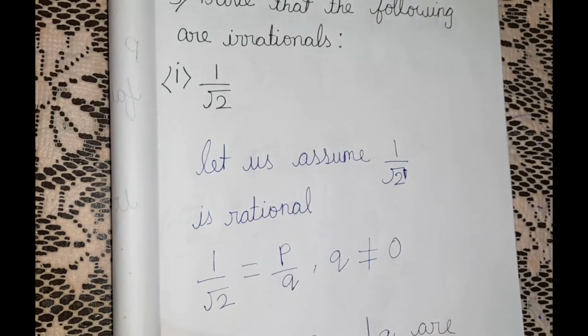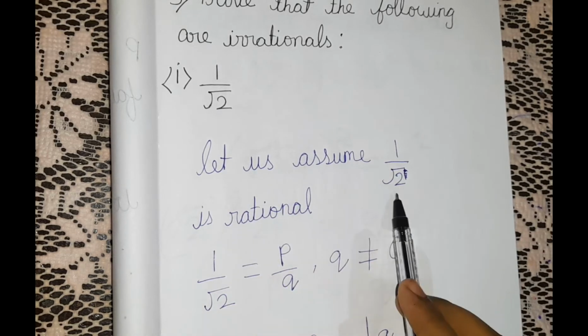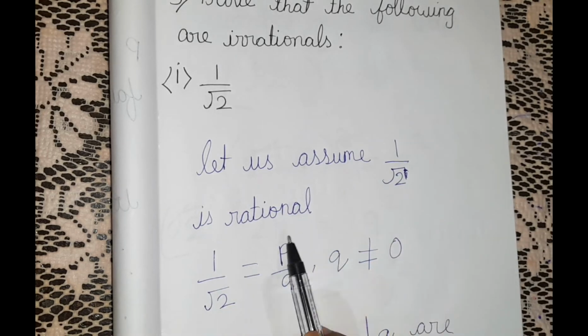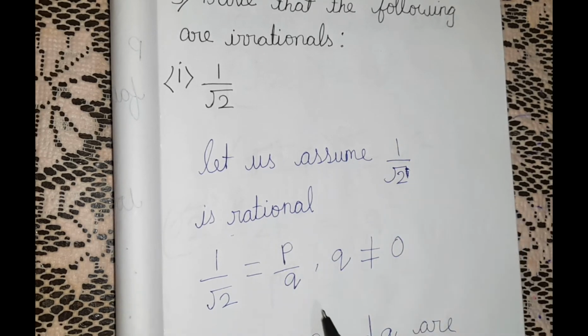So here, as you guys can see, we assumed 1 by root 2 as rational. As we took a rational number, it is always in the form p by q. That means here it is p and here it is q. We don't have a square or something. So for solving this question, we should have the rational form, that is p by q. So that's why we wrote 2 divides q, to get an answer.